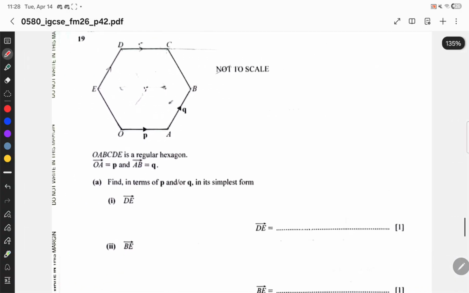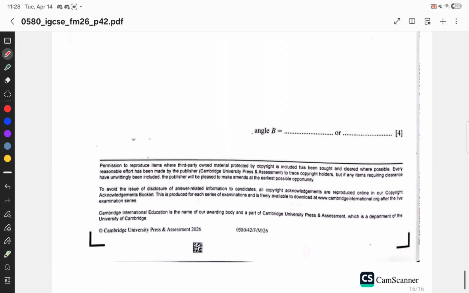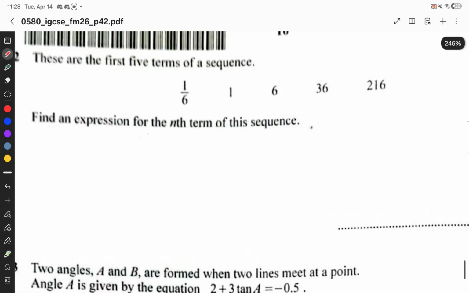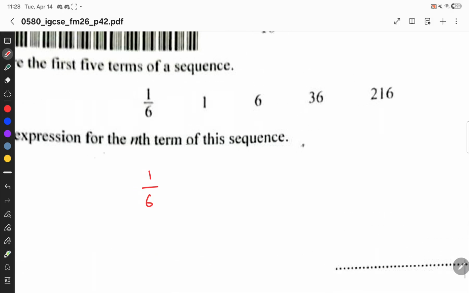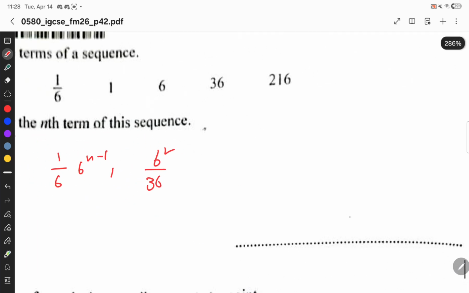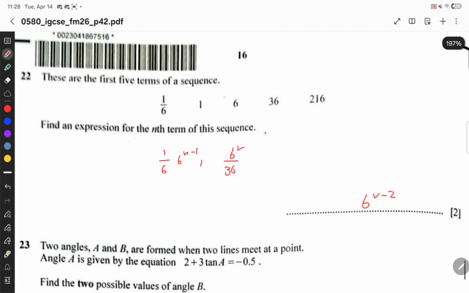Find in terms of this. This is a geometric, so this is 1 over 6 times 6 to the n minus 1. So this is 1 over 36 times 6 to the r, or 6 to the r minus 2, because this is 6 to the 0 and none.